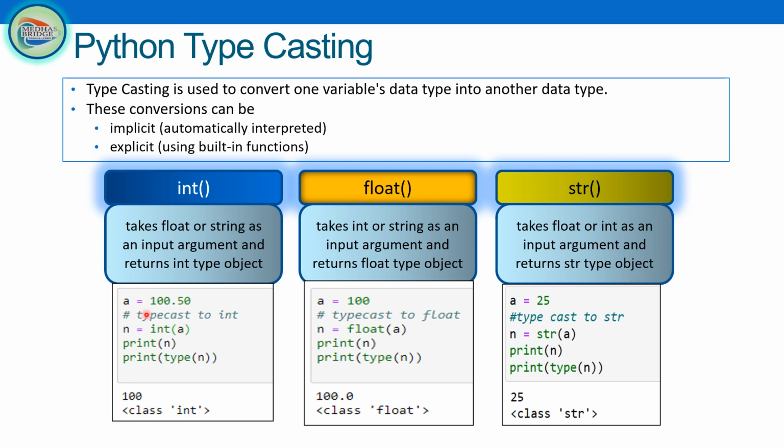Here is an example. We have 100.50, a float value, typecast to int to convert the float value into an integer. Here, an integer value converts into float, and we get a float value. In string, 25 is an integer value, gets converted to string, and we get a string value.